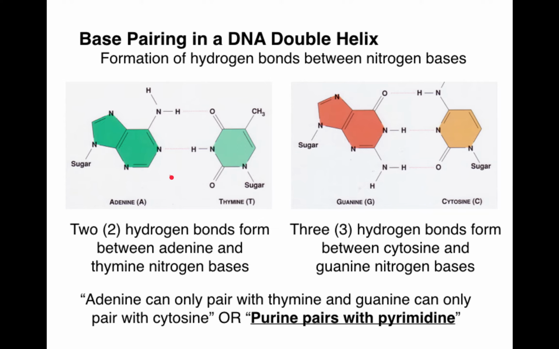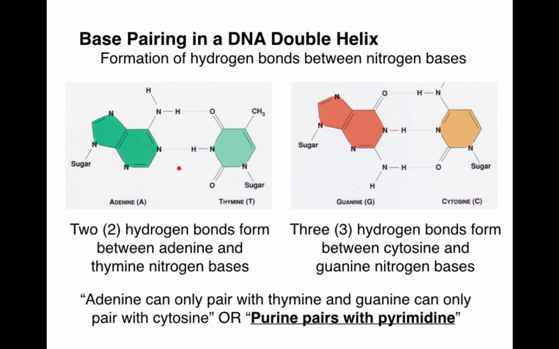I wanted to point out briefly that 2 hydrogen bonds are going to hold together a pair of A and T nitrogenous bases, while 3 hydrogen bonds are going to hold together a cytosine-guanine base pair. So in general, cytosine and guanine base pairs are going to be considered stronger than an adenine-thymine base pair because 3 hydrogen bonds are stronger than 2 hydrogen bonds.